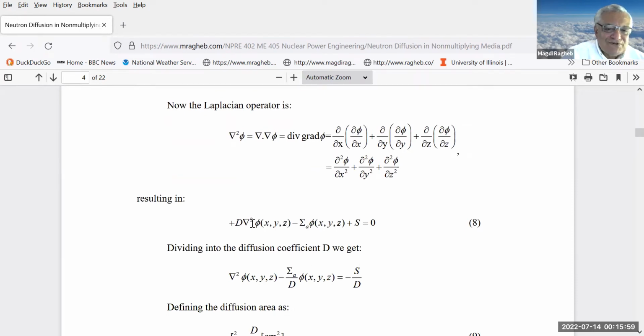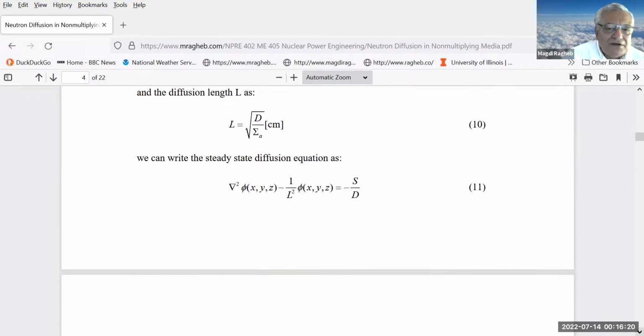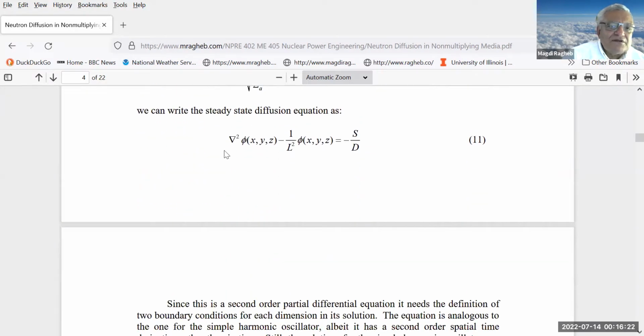But the two equations have the same format. This is a second order derivative in space, and the simple harmonic oscillator has a second derivative in time. We know the solutions for the simple harmonic oscillation in time. And if we replace the time by the space, then we can get the solution for a nuclear reactor. Notice that it's a second order differential equation in space. So this is an analogy.